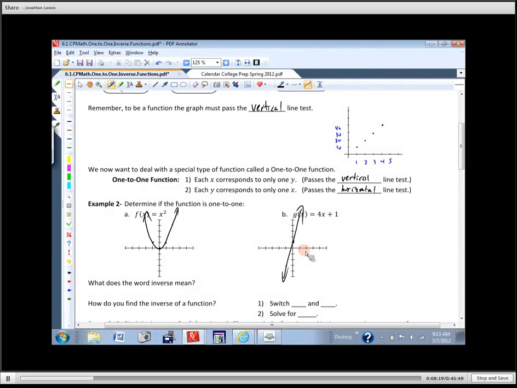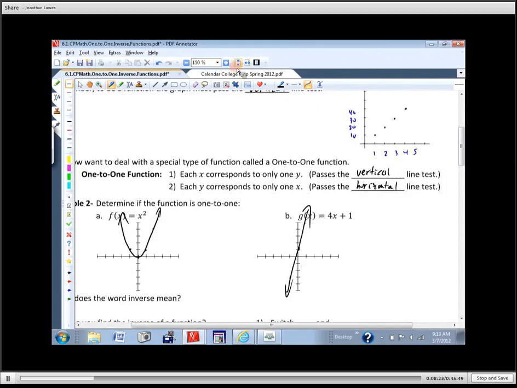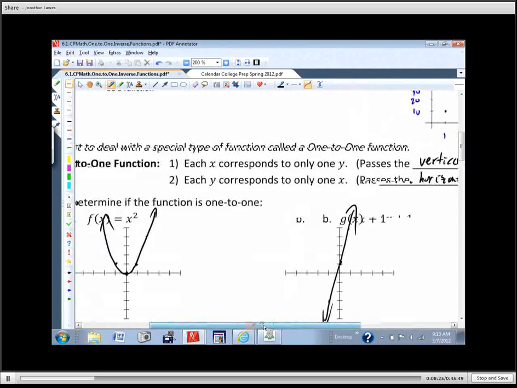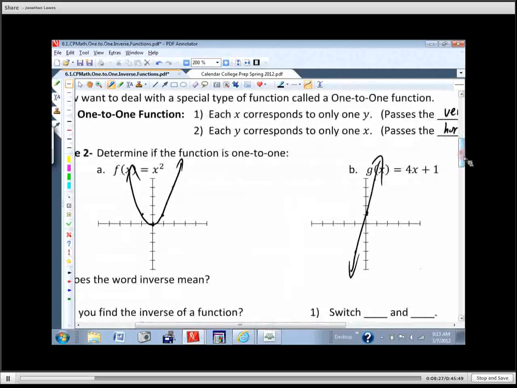All right. Any questions? Everybody got the graphs okay? Let's see if I can make it that big. Okay.